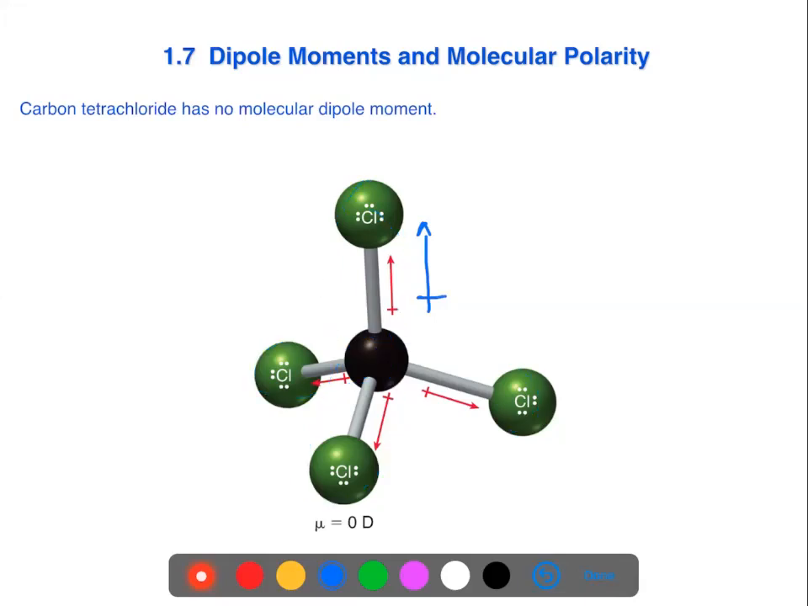But what's important to recognize is that because each of these bond moments is in an equal and opposite direction, the net dipole moment for this molecule is 0. So carbon tetrachloride is considered to be a nonpolar molecule because there is no molecular dipole moment. We have individual bond moments associated with the carbon and chlorines, but overall, they cancel one another out.